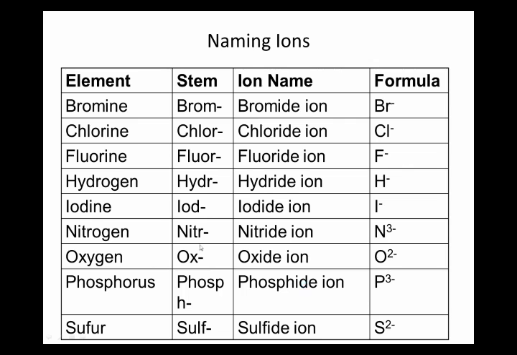There's a couple that are a little weird. Phosphorus is not phosphoride. We dropped the OR, so it's just phosphide. And sulfur is just fine. Sulfide. So bromide, chloride, fluoride, hydride, iodide, nitride, oxide, phosphide, sulfide, so on and so forth. Okay, hopefully that makes sense.